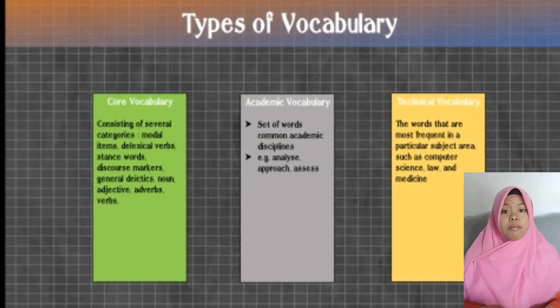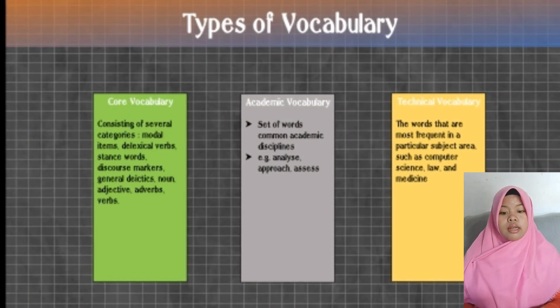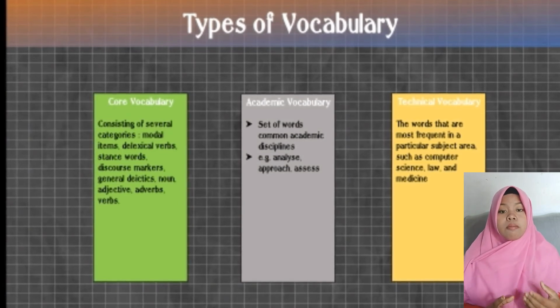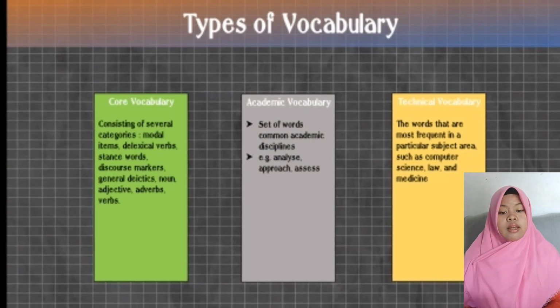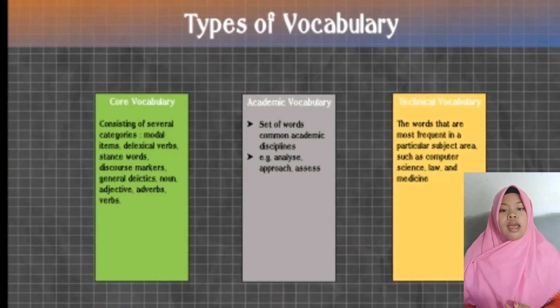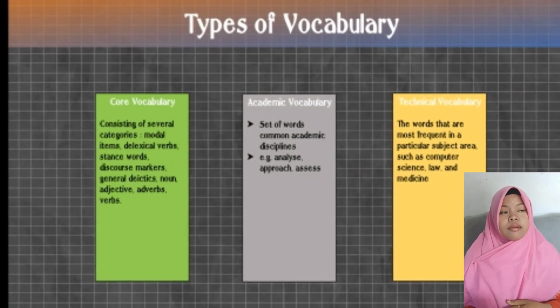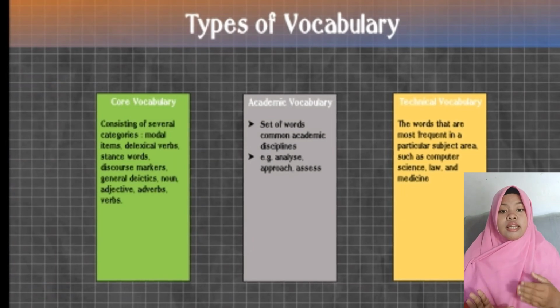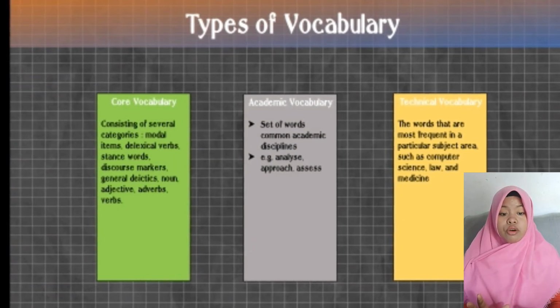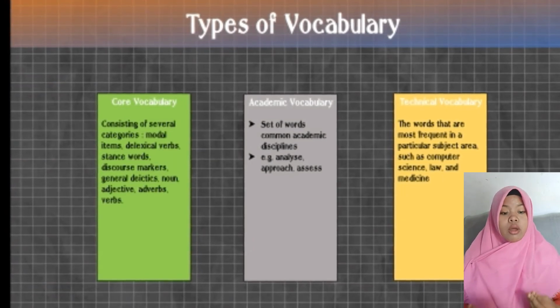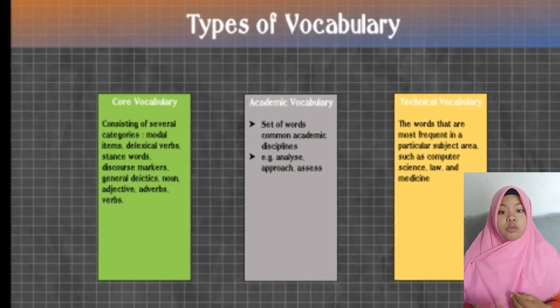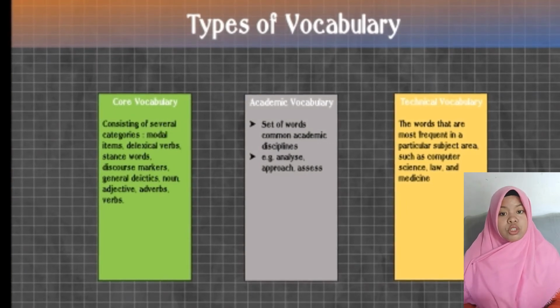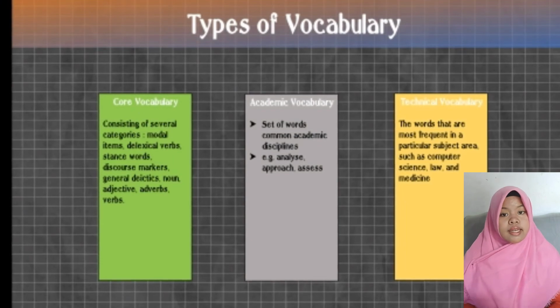And the academic vocabulary is a set of common academic discipline words, for example, analyze, approach, and assess. And the third type of vocabulary is technical vocabulary. The words that are most frequent in a particular subject area, such as computer science, law, and medicine.